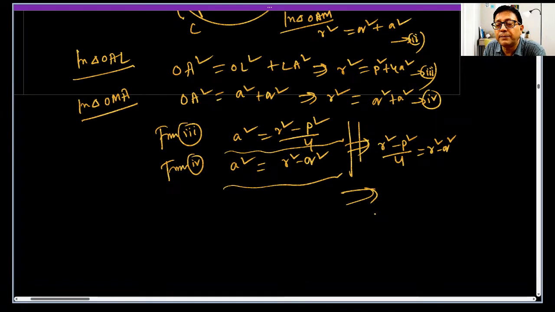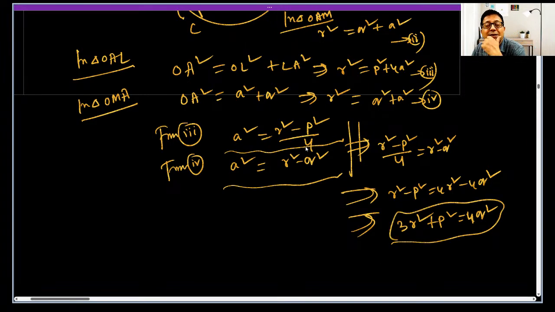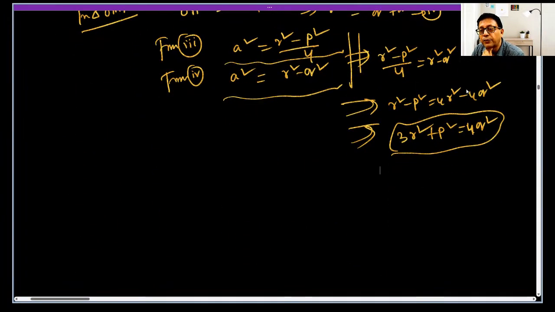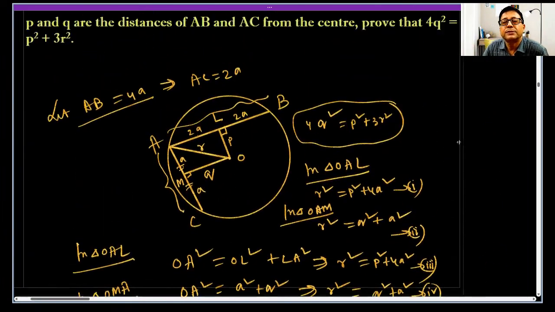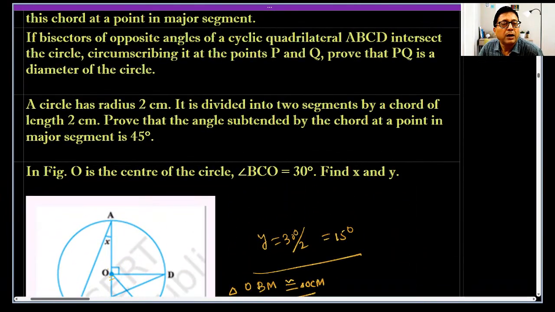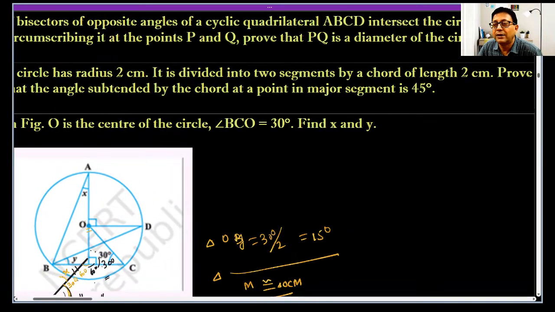So now you cross multiply. And now change the side. Okay. So 3R square plus P square equals 4Q square. We have done this. Clear? Understood everyone? Now let us go for this one. We have started from the end.